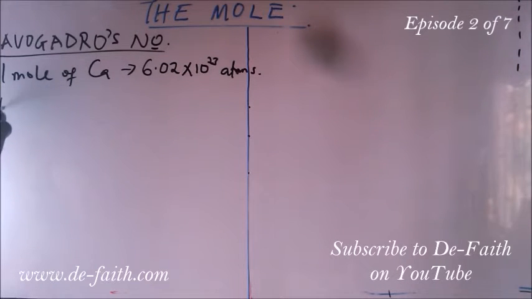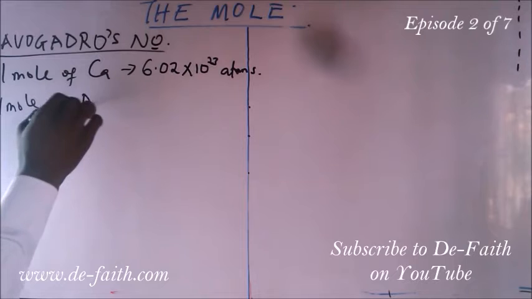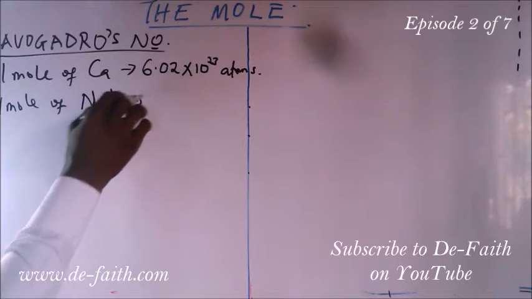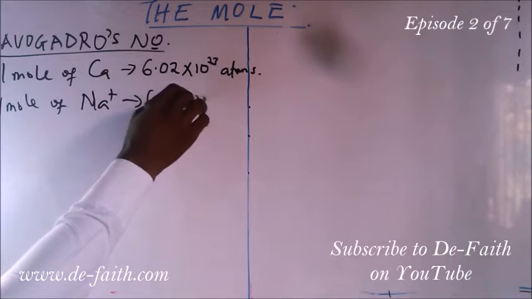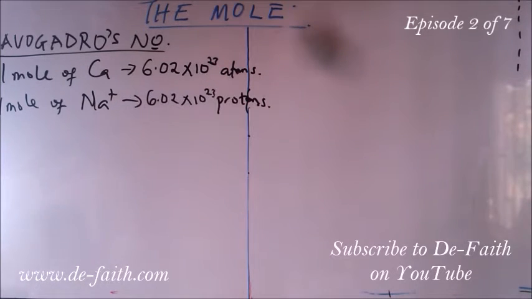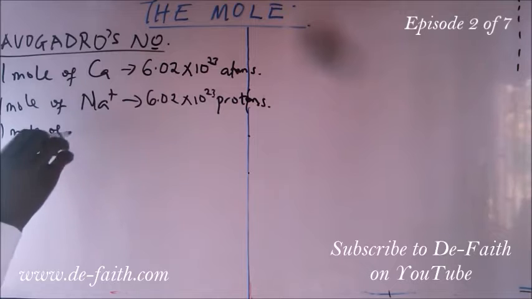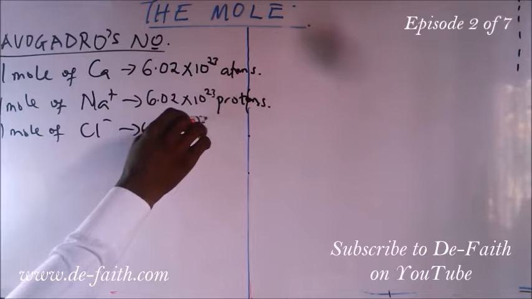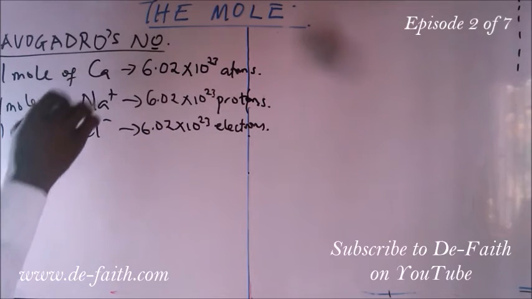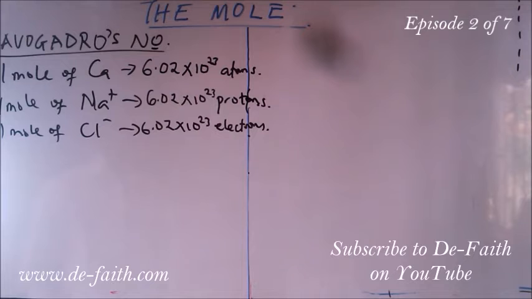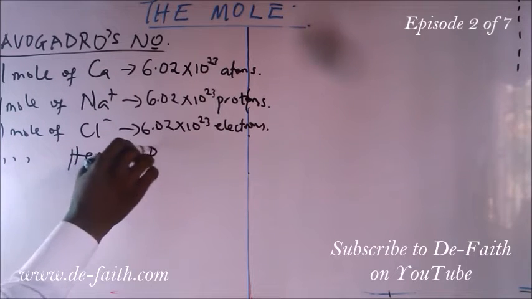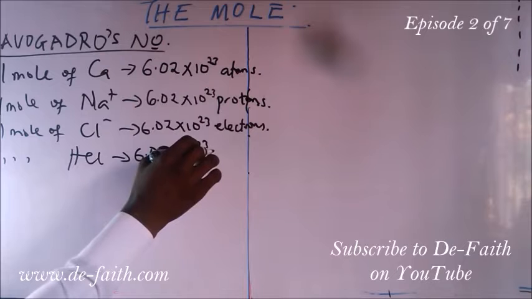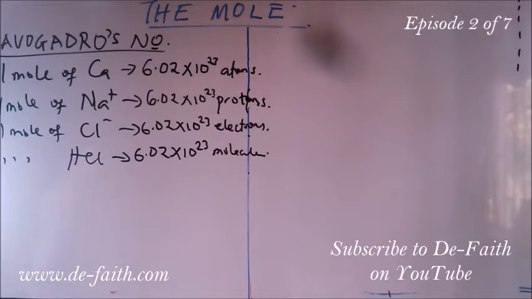If you have an ion, for instance, 1 mole of sodium ion will contain 6.02 times 10 to the power of 23 protons. Alright, so if you have 1 mole of Cl minus, that's chlorine, it will contain 6.02 times 10 raised to the power 23 electrons. So it depends on the substance we are talking about. If it's a proton, we have protons, or molecules, we have molecules. For instance, 1 mole of HCl will contain 6.02 times 10 raised to the power 23 molecules. So with this, we can solve some questions.